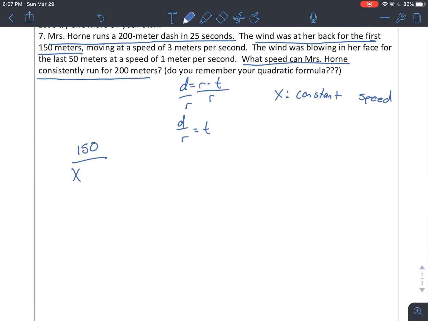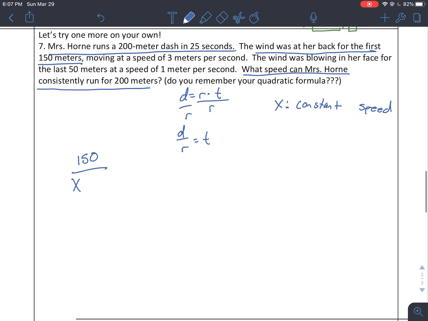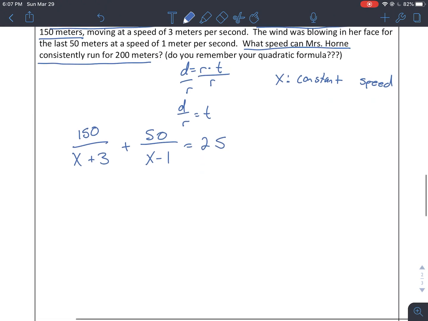So when she runs the first 150, we say it's x, and then the wind's pushing her, right? It's aiding her speed, so it's adding 3 meters per second to the speed. That last 50 meters, though, there's a big gust of wind. So for the last 50, it's pushing against her, so it'd be x minus 1. How long does it take her to do it? 25 seconds. So then our total time would be 25.